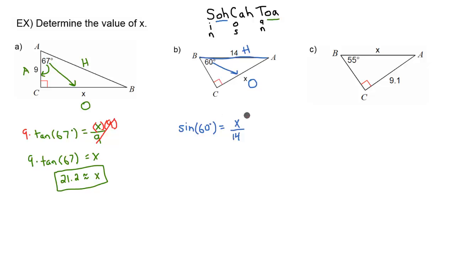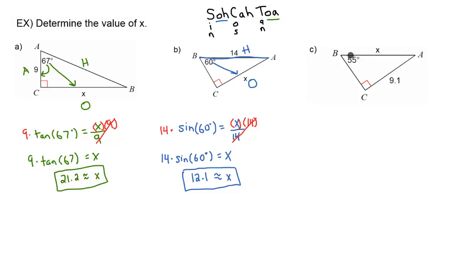We want to get rid of this 14 on the bottom, so we multiply the top part by 14, and then this left side gets multiplied by 14 as well. So 14 over 14 is 1, so that goes away, and I could rewrite everything. So we have 14 times sine of 60 degrees equaling x, and I can bring in my calculator to get x. That's going to give us about 12.1 for our value for x. Alright, let's do part C now.